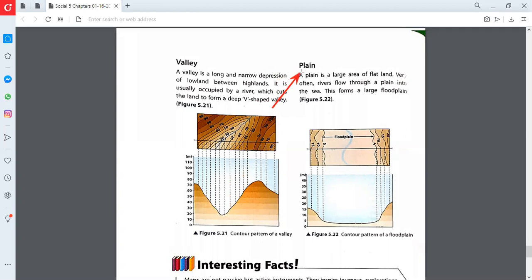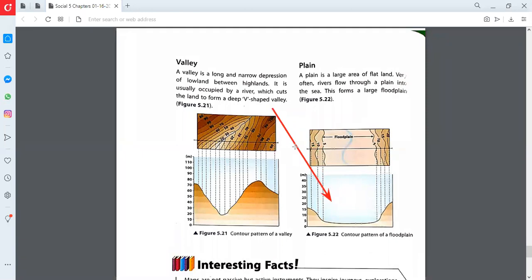Then we have a plain. A plain is a surface on which people are living. They make houses, they grow crops, fields are there. So a plain is a large area of flat land. If you see, these contour lines show the flood plain. Very often, often means commonly. Very commonly, rivers flow through a plain into the sea. This forms a large flood plain. A flood plain means a plain in which the water is flowing.